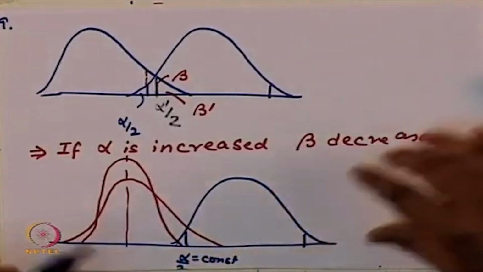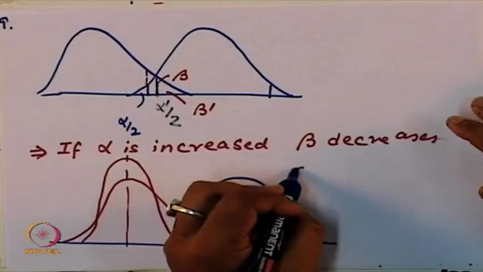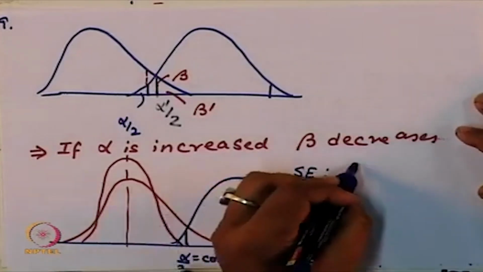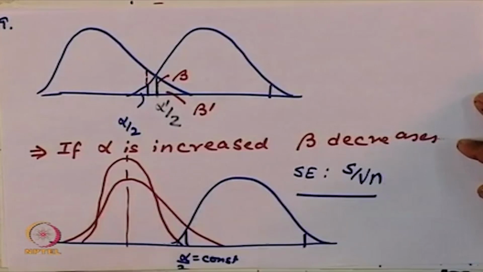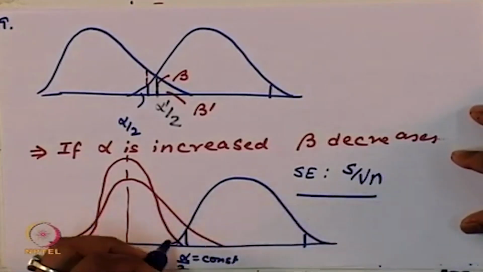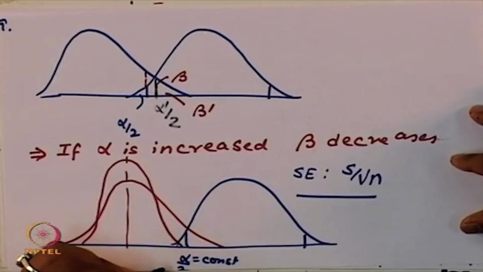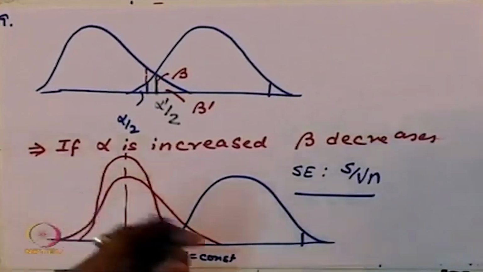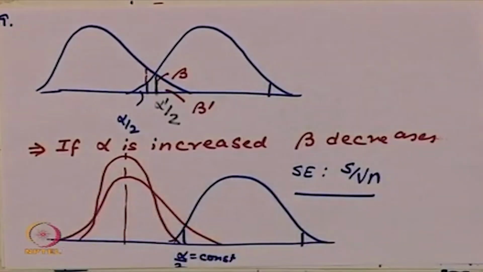because the spread of this is dictated. So you know your standard error SE is S by root n. If you increase your sample size, then this will keep on decreasing, so that for the same value of alpha you keep on reducing the value of beta. So this tells you that for a lower value of alpha you can even decrease beta by increasing the sample size.